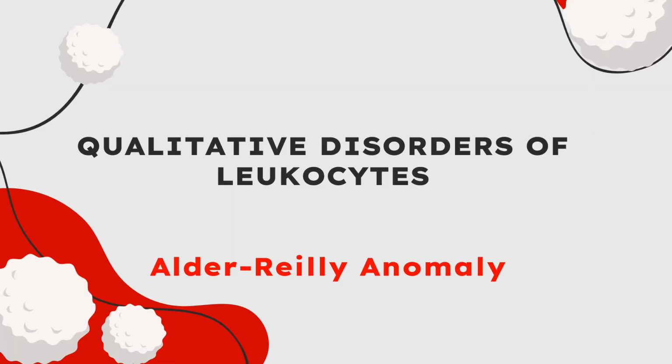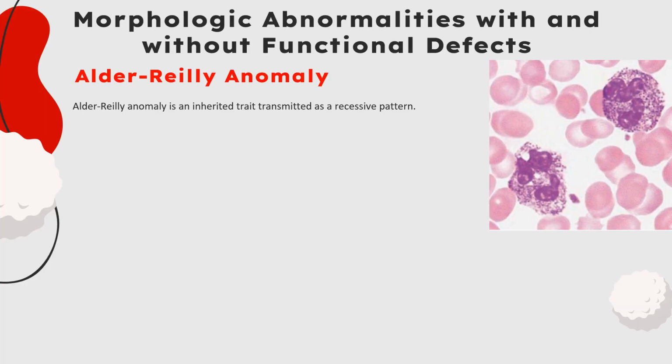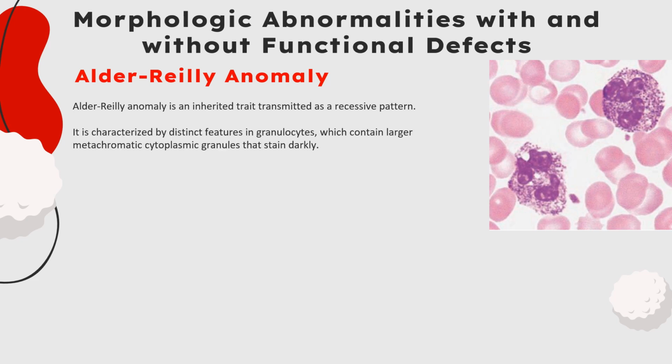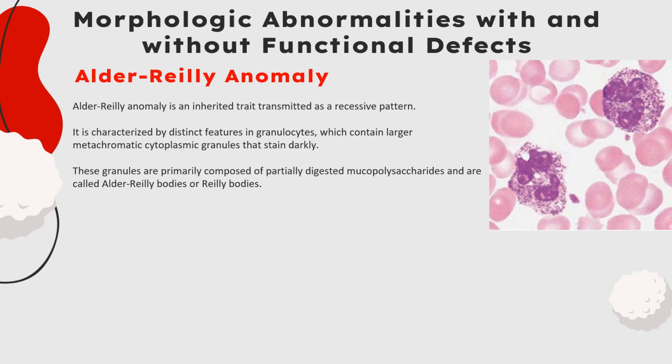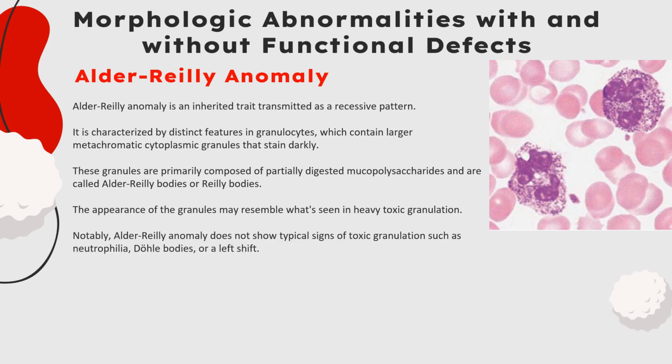Now we have Alder-Reilly anomaly, an inherited trait that leads to unique features in granulocytes. This anomaly is inherited in a recessive pattern and is characterized by distinct features in granulocytes. Granulocytes contain larger metachromatic cytoplasmic granules that stain darkly. These granules are called Alder-Reilly bodies or Reilly bodies. These bodies are primarily composed of partially digested mucopolysaccharides. Interestingly, they may resemble the appearance of heavy toxic granulation. Unlike toxic granulation, Alder-Reilly anomaly doesn't show typical signs like neutrophilia, Döhle bodies, or a left shift.